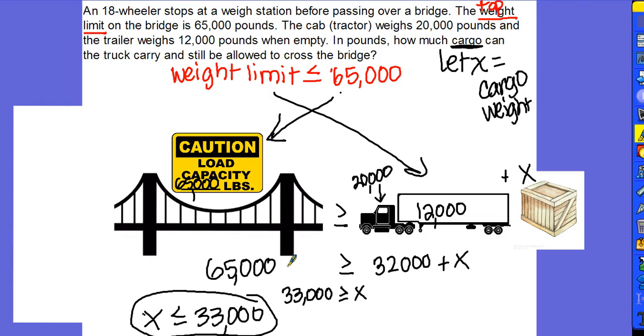So now I ask myself, since I've solved the problem, which I think is step 5 and step 6, does my answer make sense? If I pick a weight that is less than 33,000, pick one. 30,000. How much is my truck and my cargo? Is that okay for crossing the bridge? Yeah, it totally makes sense.